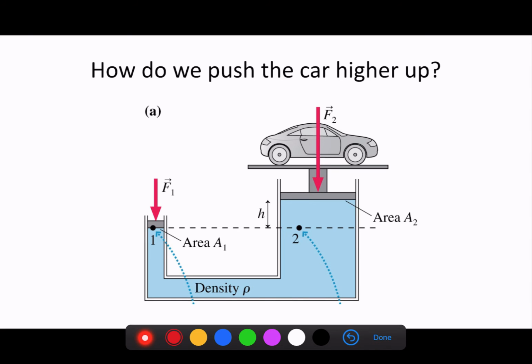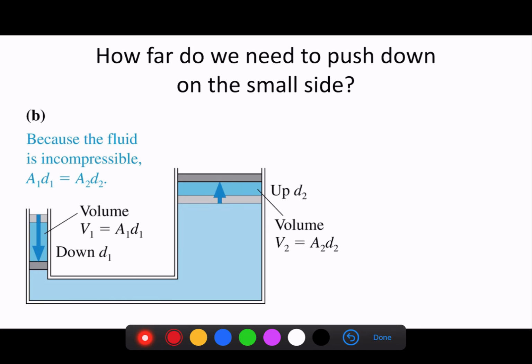So let's take a closer look at exactly how much we need to move that piston marked 1 in order to push the car up a certain amount. Now, because the fluid is incompressible, if we push that piston down, we're displacing a certain volume of this liquid. That means that the second piston is going to rise up by the same volume.